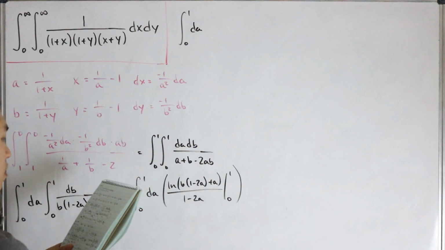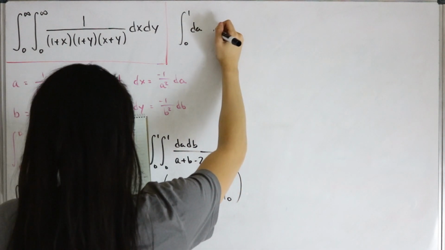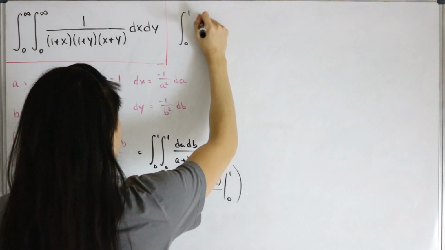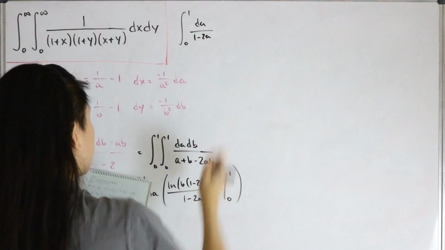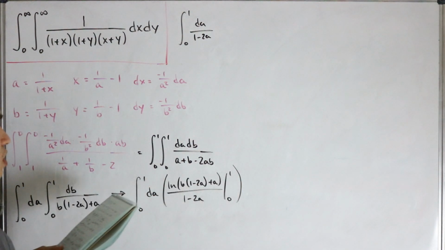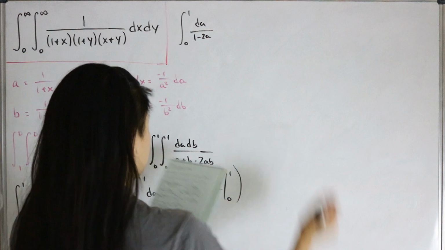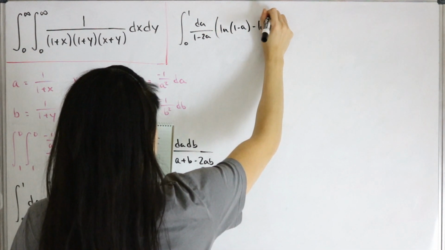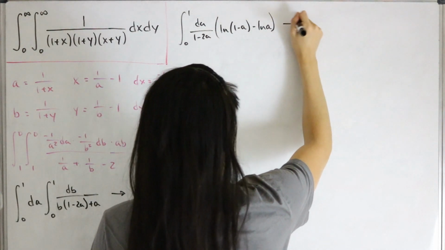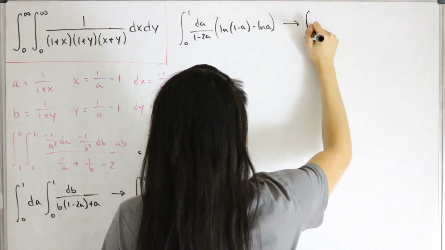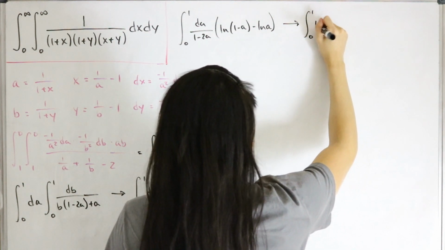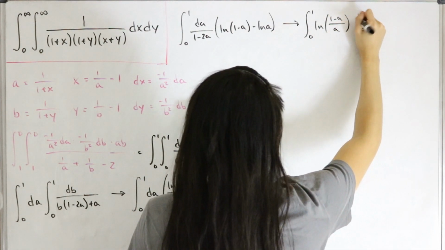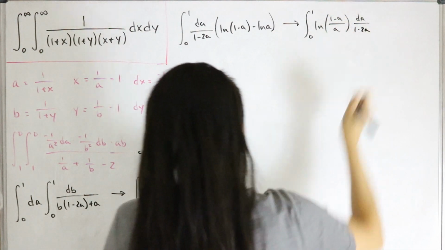And then over here, what this evaluates to, I have a 1 minus 2a, so let me write that at dA, and then divide it by 1 minus 2a. Then plug in 1 for b, so this is just ln of 1 subtract a, and then subtract ln of a. We can utilize the natural log properties to reduce things even further. So I have now the integral from 0 to 1 of ln of 1 subtract a, divided by a, and then multiply, so we have a dA, divided by 1 minus 2a over here.